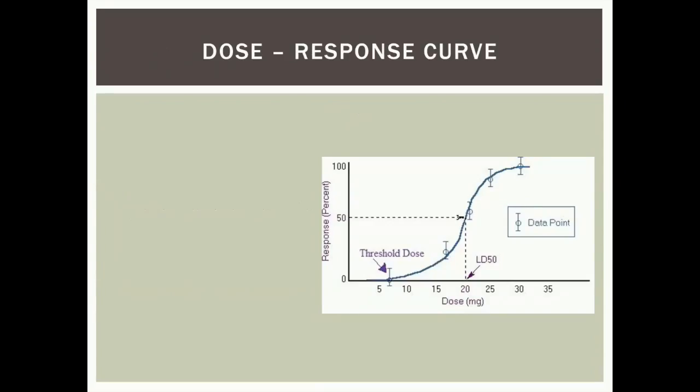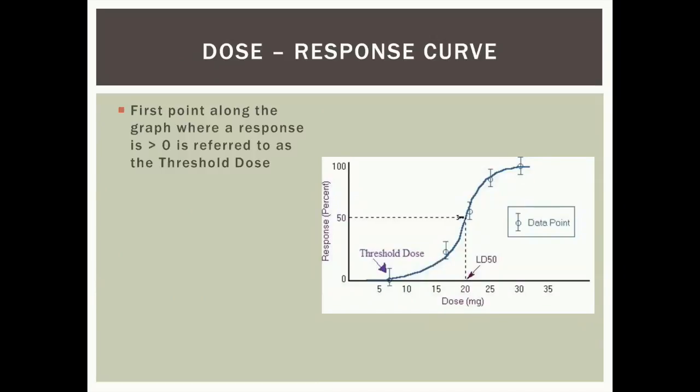On the right, we see a dose-response curve. The first point on the graph is where a response is greater than 0. This means that a lab animal has died as a result of exposure. This is known as the threshold dose.